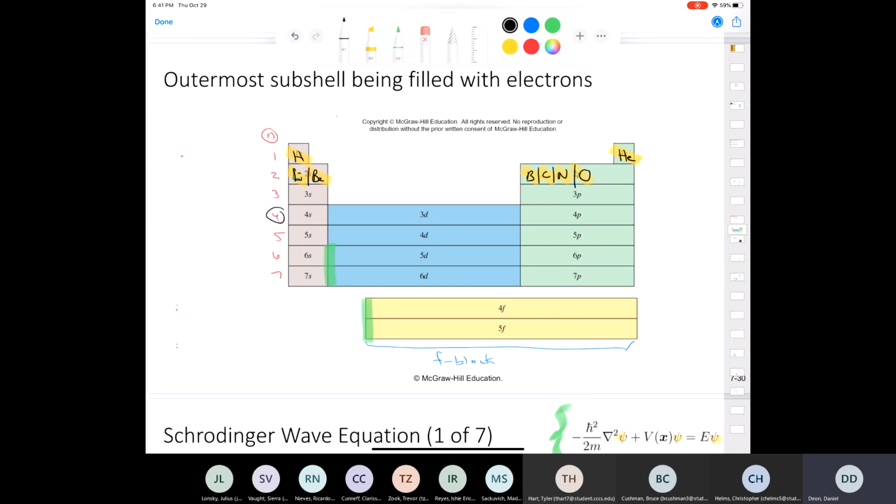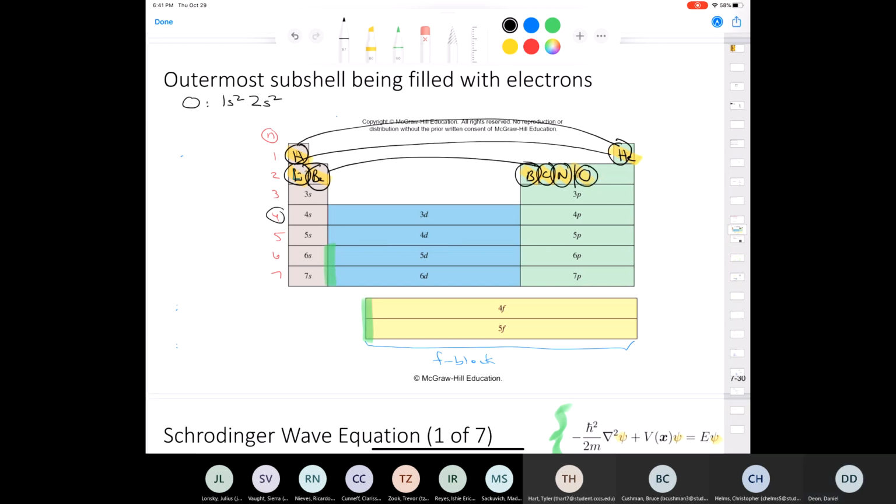The electron configuration for oxygen is going to be 1s1, 1s2. Let's keep going. 2s1, 2s2. 2p, 1, 2, 3, 4, 2p4. So that's my electron configuration.